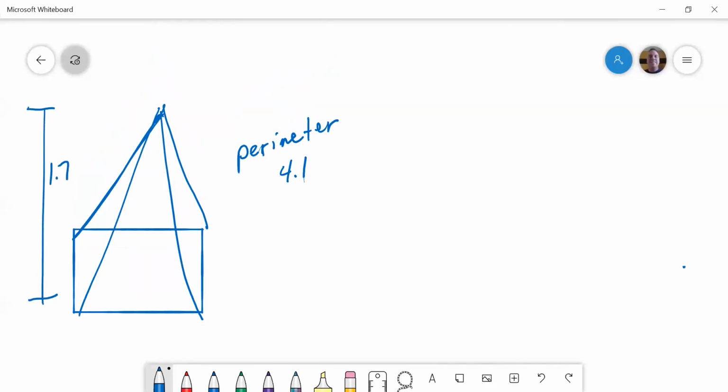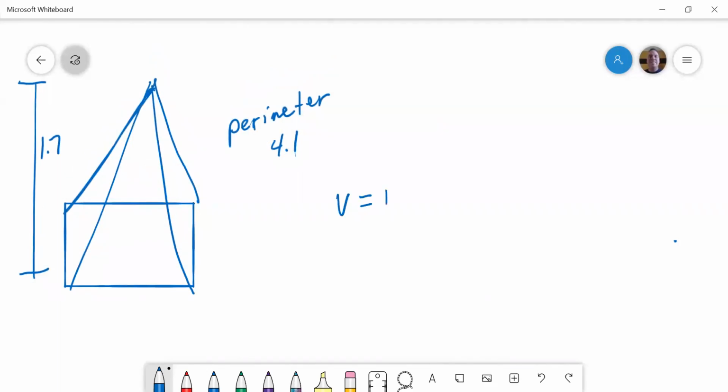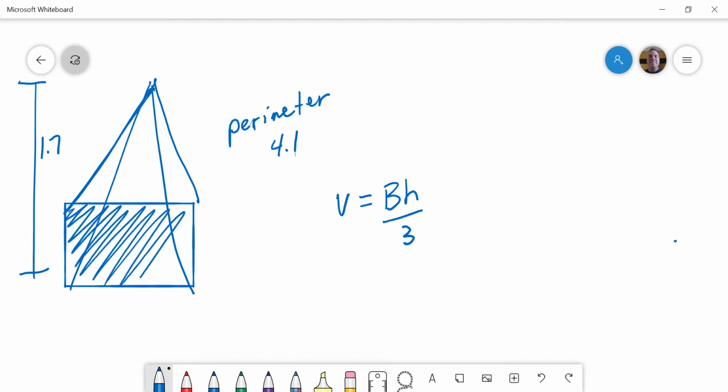To find the volume of this object, we need the area of the base times the height divided by 3. So we need to figure out the area of this base. They're making us work a little bit. They're telling us the perimeter is 4.1, and the perimeter means add up all the sides. If all 4 sides are the same, we can just do 4.1 divided by 4, which gives 1.025. You should have a calculator and be doing that with me. If I add up all the sides, I get 4.1, but if I divide by 4, all the sides are 1.025.